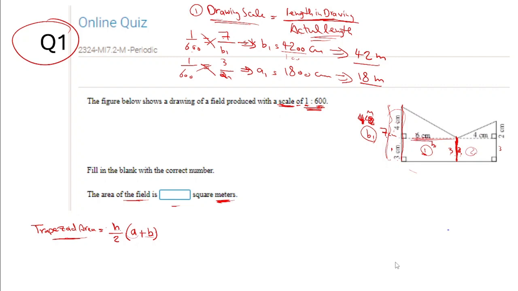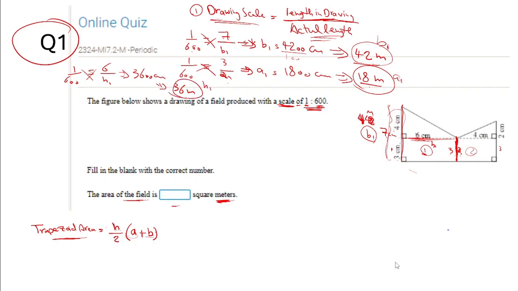Now we need to get h. Apply the same equation here. So 1 over 600 equal to, this is 6 over h1. This is the height of the trapezoid. So it will be equal to cross multiplication 3,600 centimeter. We'll convert it to meters, so it will be 36 meter. So 42 is the B1, 18 is the A1, and 36 is H1.